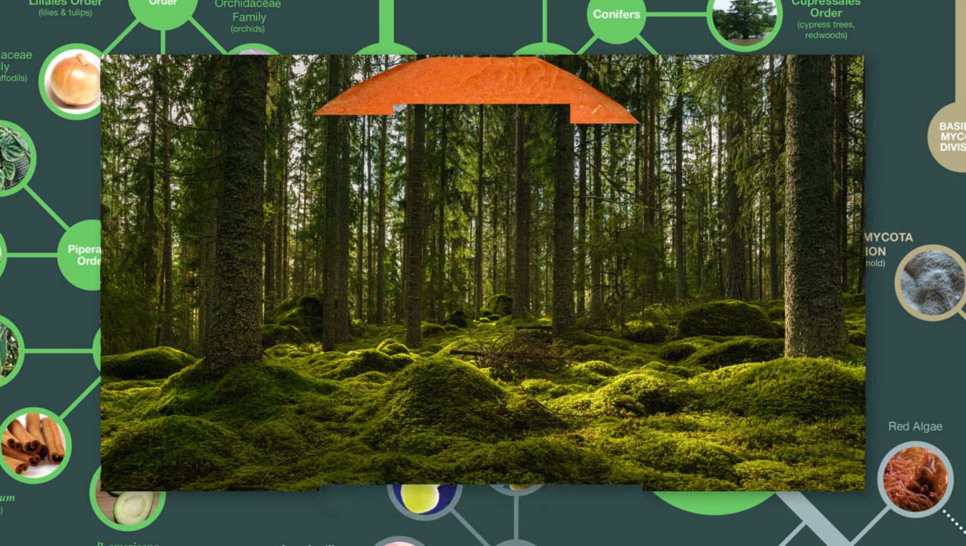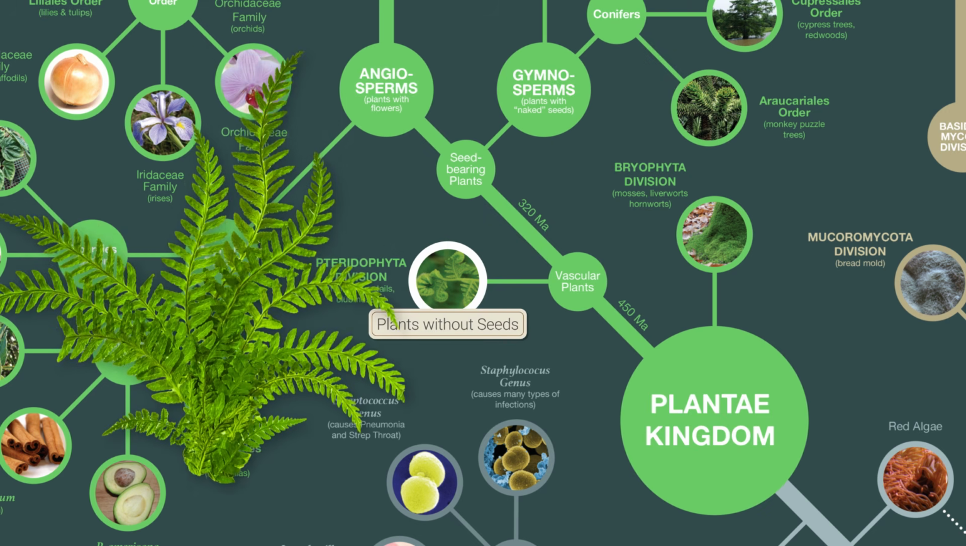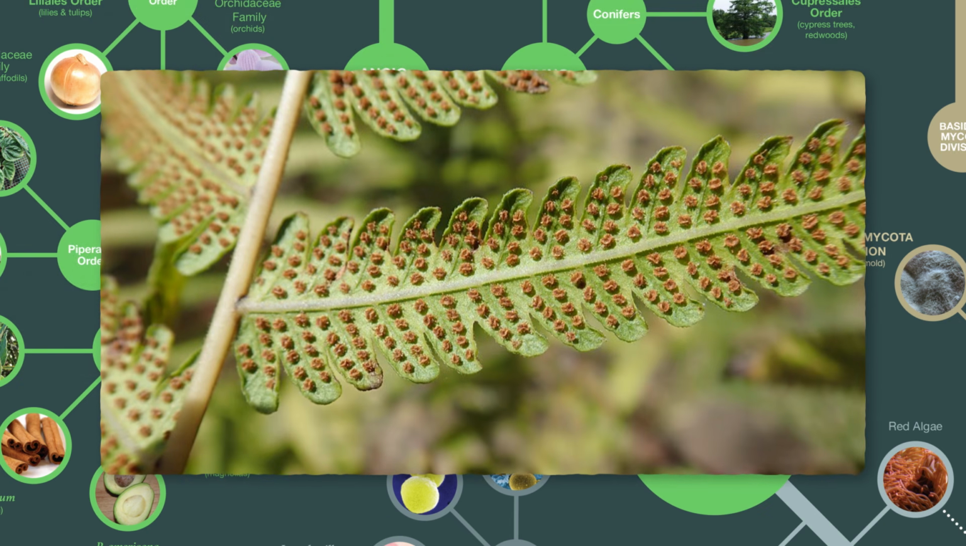Okay, the next split on the chart divides the vascular plants into those with seeds and those without seeds. Those without belong to the Pteridophyta division, pterid meaning ferns. So ferns, like most other plants, do have branches and leaves, but since they don't have seeds, they reproduce in a slightly different way. If you look on the underside of a fern leaf, you'll notice a bunch of tiny little bumps. These are called sori, and they are full of spores. Spores differ from seeds in that they are produced asexually.